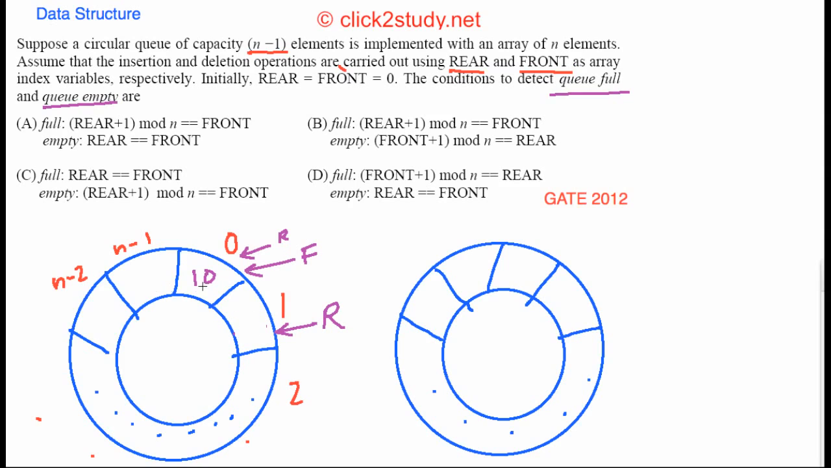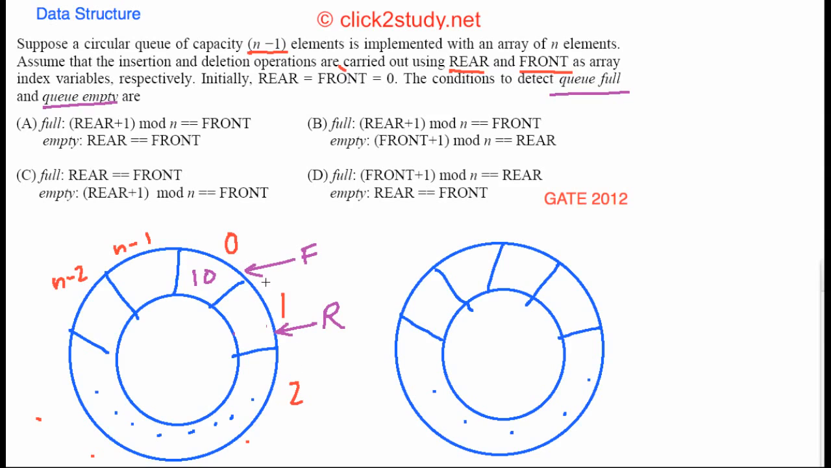So I inserted 10. In the beginning both rear and front were here, at index 0, and then I inserted 10. So then what happens is that my rear has to be moved. Rear doesn't point there anymore, it points here now. That's the rear, or that's the tail of the circular queue, you can say. And then if you insert something, then rear will move here, out here. So that's the idea.